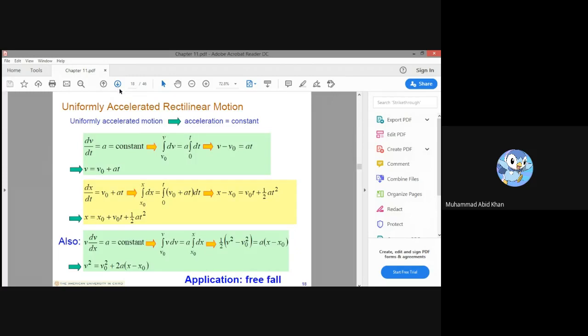Okay, the uniformly accelerated rectilinear motion. Uniformly accelerated motion goes acceleration is equal to constant. That derivation equation, delta v over delta t is equal to constant. So we calculate it according to this equation, and whenever you need velocity and this is the distance, we can also find it. This one is an application: free fall.